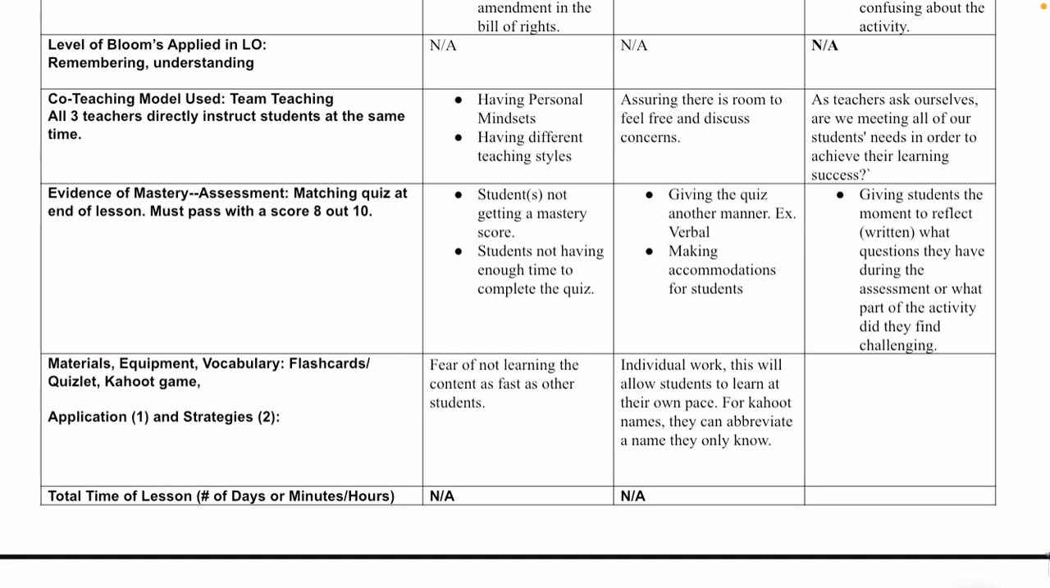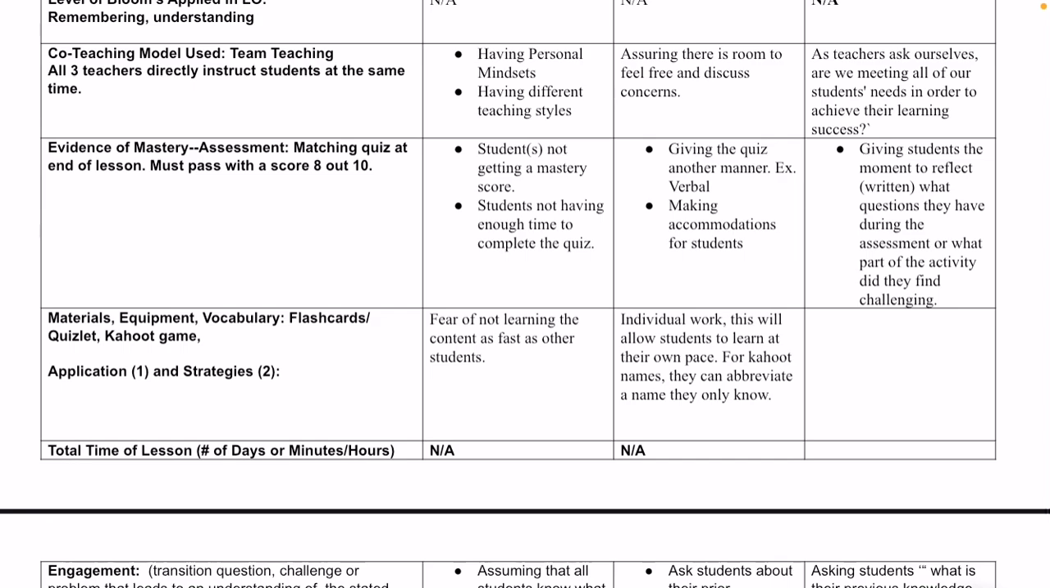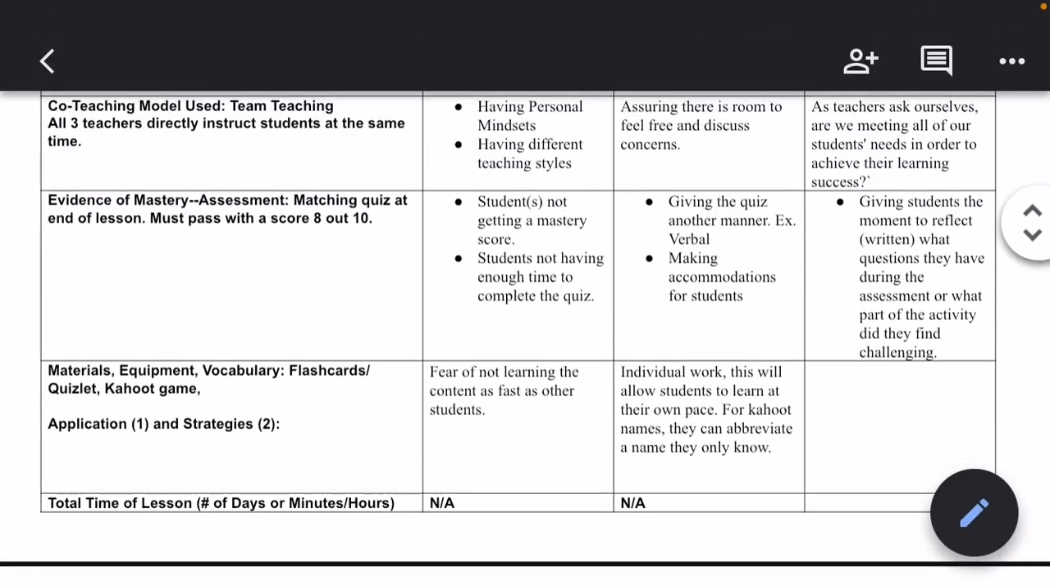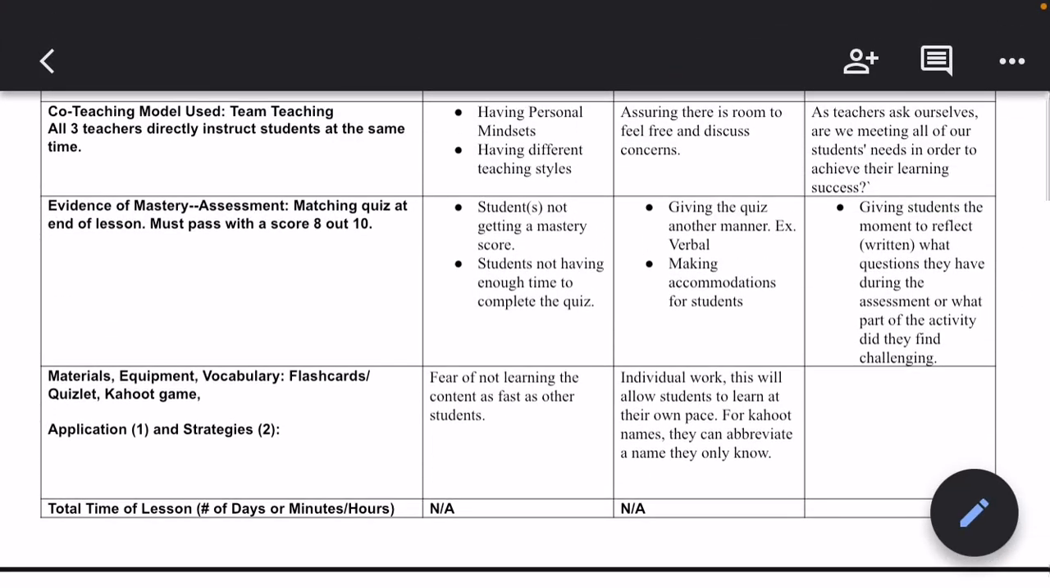So for the evidence of mastery, one of the barriers we put was that our students are not getting a mastery score, or they might not have enough time to complete a mastery quiz. So one of the solutions was giving the quiz in an easier manner so they won't feel under the pressure that they don't have enough time to complete it. And obviously there are students that will need accommodations, so we put that as one of the solutions, making accommodations as needed, because we do want to be considerate of everyone.